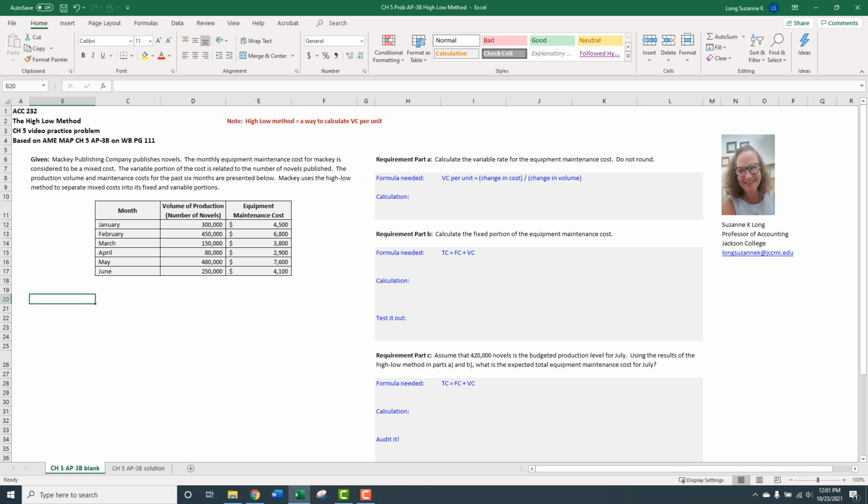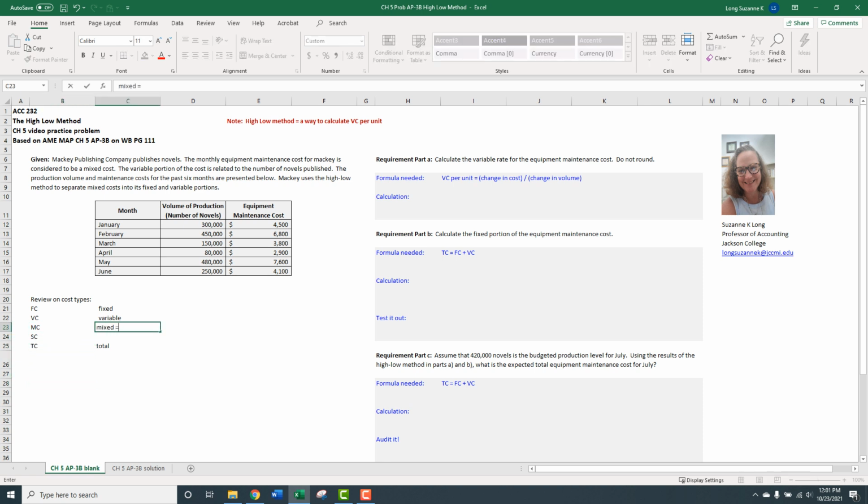Okay, just going to do a little bit of a review here on cost types. So there's fixed cost, variable cost, mixed cost, and step costs. In particular, we're going to see fixed and variable. And if you add them all up, you get total cost. So those are some different types of costs. Mixed is both fixed and variable.